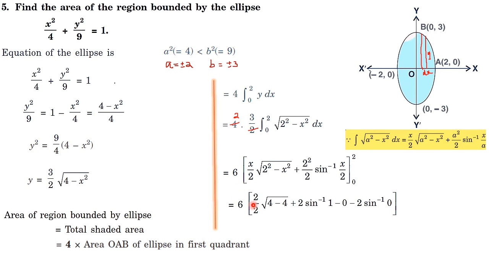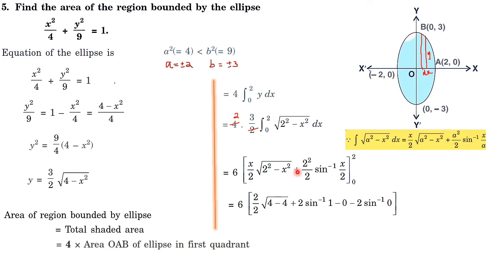Then 6 into, when we apply the upper limit, that is 2 is there, so 2 by 2 into root of 2 square is 4 minus x square, x is 2, 2 square is 4, this limit we applied here, plus 2 square is 4, 4 by 2 is 2, sine inverse 2 by 2, 2 by 2 is 1. Then applying the lower limit, minus will be coming, so 0 into any quantity, that is 0.